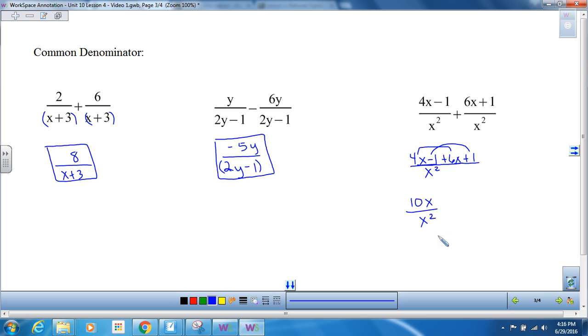All right. I don't have anything I can factor because I don't have a plus or a minus. But I can cancel an x on top, which will leave me just one x on the bottom. So my answer will be 10 over x.